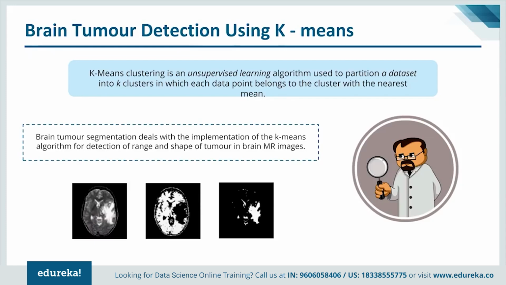So basically you input a data set into the algorithm and you tell the algorithm to cluster this data set into k number of clusters. So if I had to cluster some data into 3 clusters, then the value of k would be 3. We'll be discussing the algorithm in depth in the upcoming slides. For now, let's see how K-means can detect brain tumors.